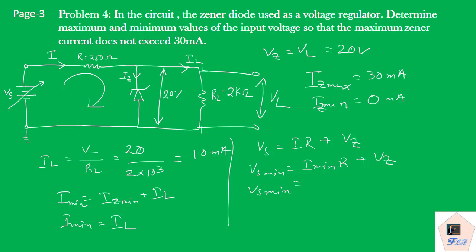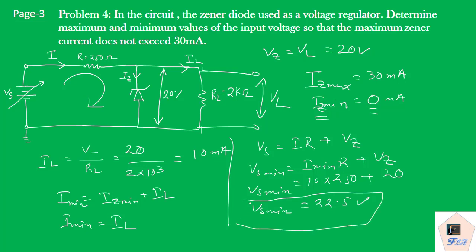Iz minimum we have taken as 0 milliampere. So I minimum value we are getting as 10 milliampere. So 10 into 250 plus Vz, which is 20 volt. So here if we solve this, we'll be getting Vs minimum value as 22.5 volt. So that is the minimum value of the supply voltage.